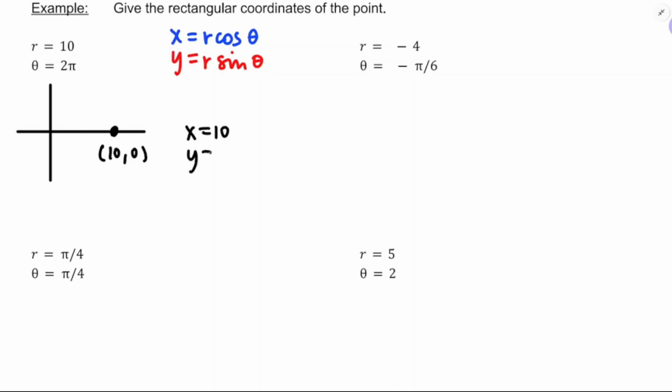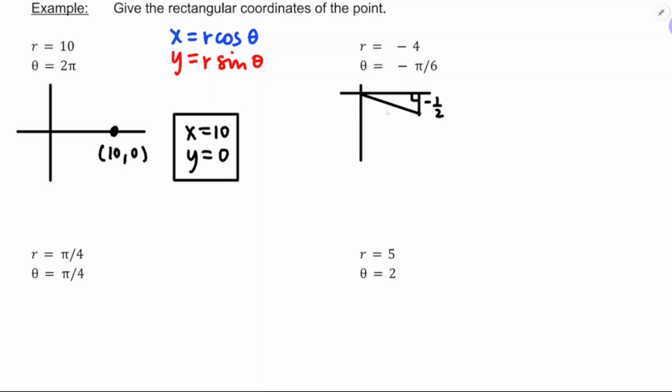If we know where we're going and what we're doing, we don't need to use the formula if we don't have to. Maybe something like r equals negative 4 and theta equals negative pi over 6, that might be the type of thing we should use the formula for. So I'm going to draw a trig diagram for theta equals negative pi over 6. Not very far down. Okay, so this would be negative 1/2 on the 30, 60, 90 triangle. This would be 1, and this would be positive root 3 over 2 because I'm over there in the fourth quadrant.